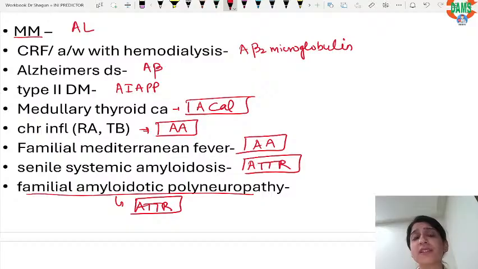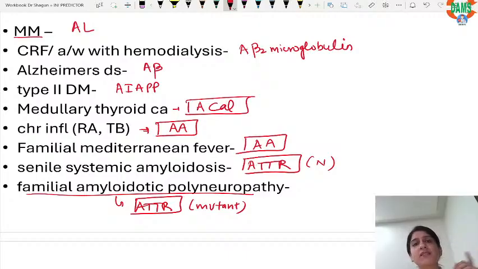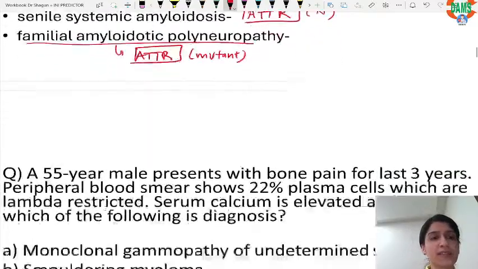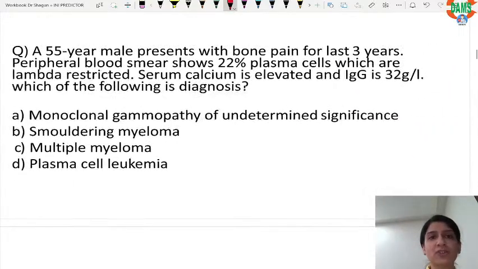Then what is the difference? In senile systemic amyloidosis, this is the normal ATTR, and in familial ATTR, it is the mutated ATTR. Both have amyloid in the form of transthyretin, but in senile systemic, it is normal TTR which is overproduced, and in familial amyloidotic polyneuropathy, it is the mutated transthyretin. Done and dusted. Let's move to the next question.